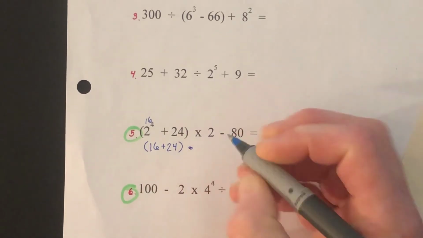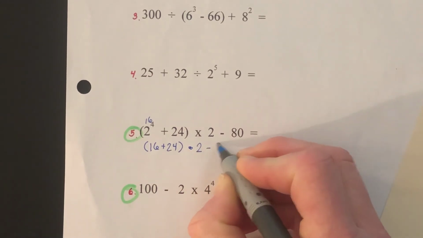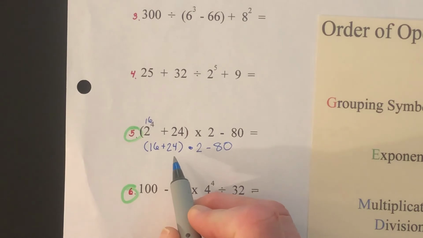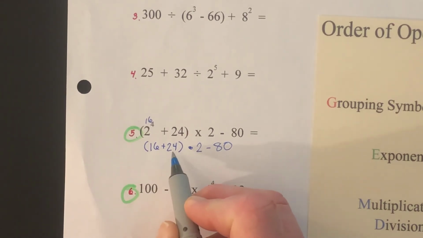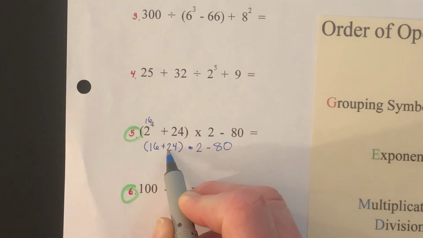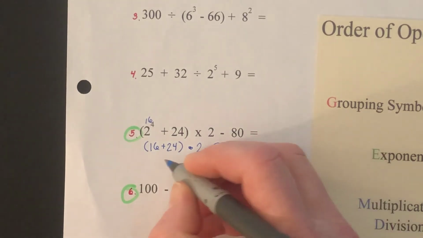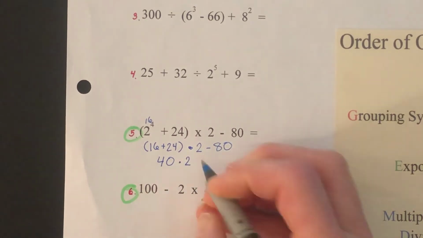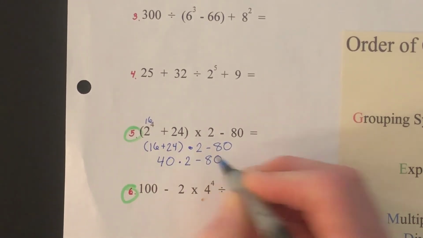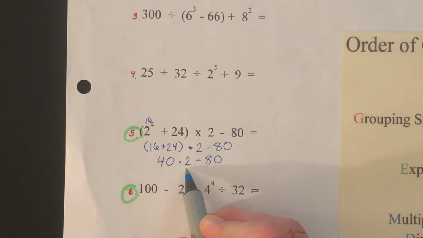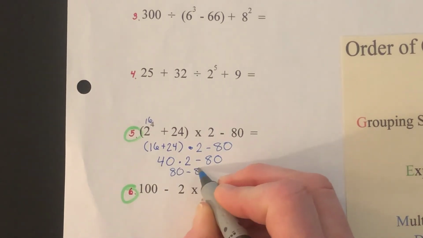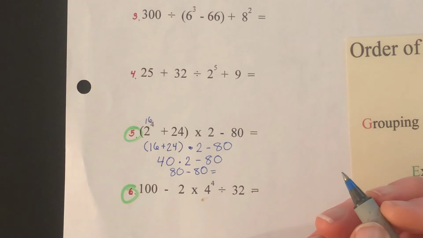Times 2, I'm going to use a dot, minus 80. So once again, work inside my parentheses. 16 plus 24, that's 20, 30, 40. That's 40, times 2, minus 80. 40 times 2 is next. That makes 80. And then you have minus 80. That is, what do you know, zilcho.